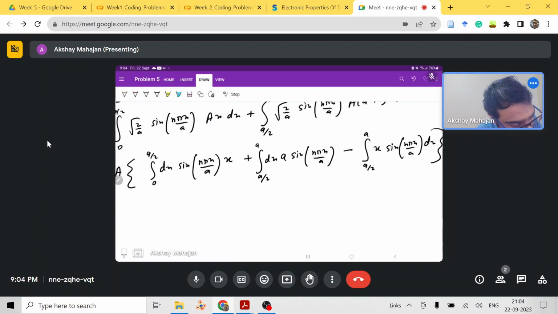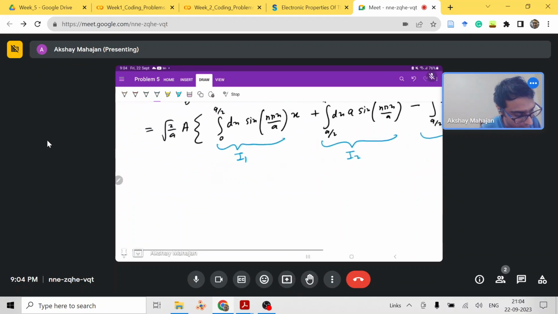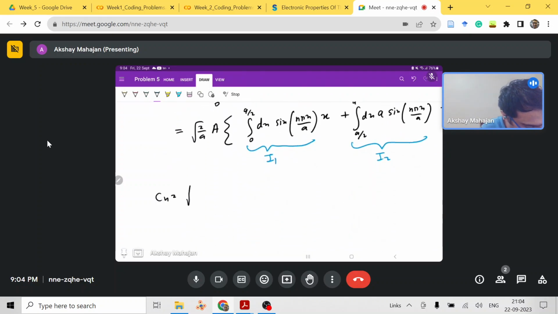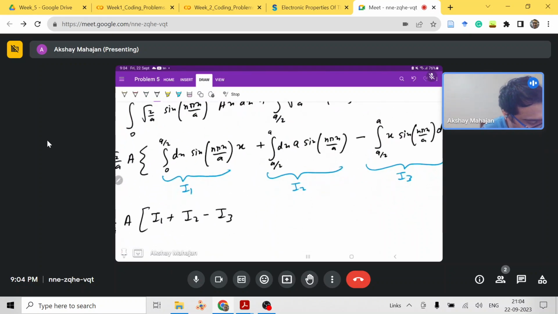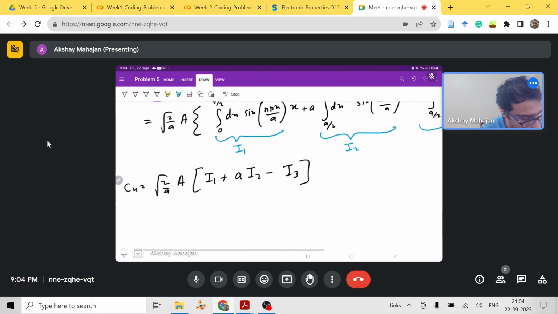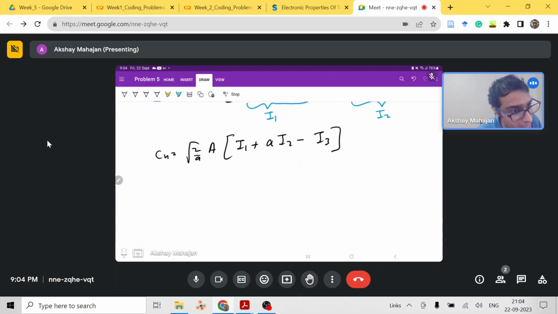Now again we have these three integrals. Let's say this integral is I1, this integral is I2, and this integral is I3. So our Cn values will basically be equal to root 2 by a times capital A times I1 plus a times I2 minus I3. Okay, so now we just have to calculate I1, I2, I3.